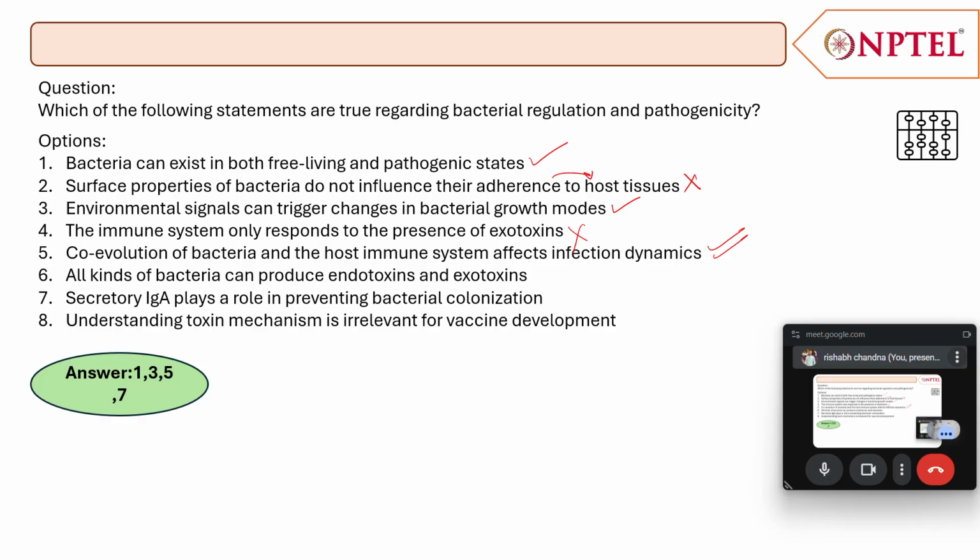All kinds of bacteria can produce endotoxin and exotoxin. No. Secretory IgA plays a role in preventing bacterial colonization. Yes. Understanding toxin mechanism is irrelevant for vaccine development. No, because it is not a correct option, because it will be irrelevant only if the toxin mechanism is not known.